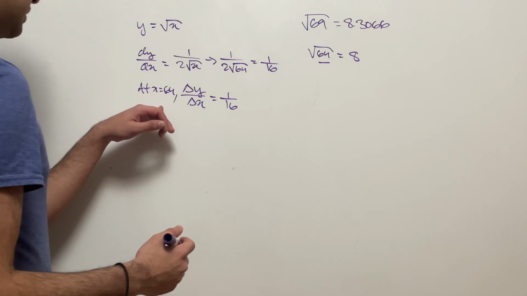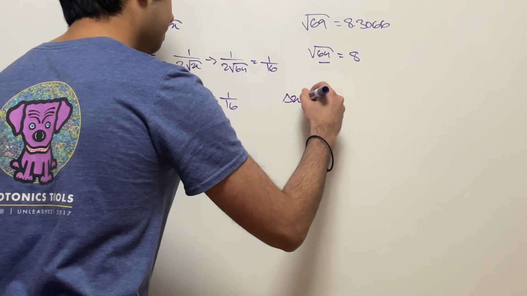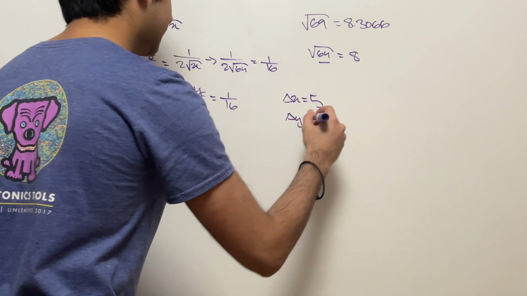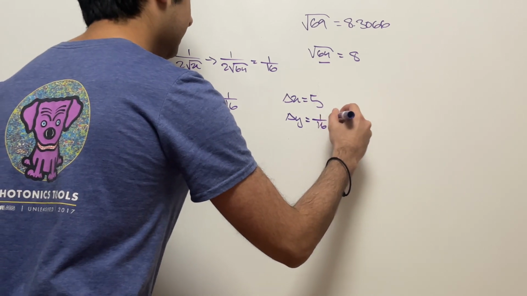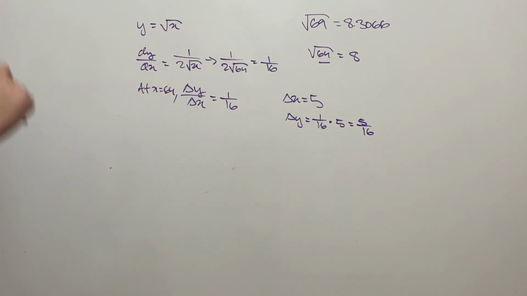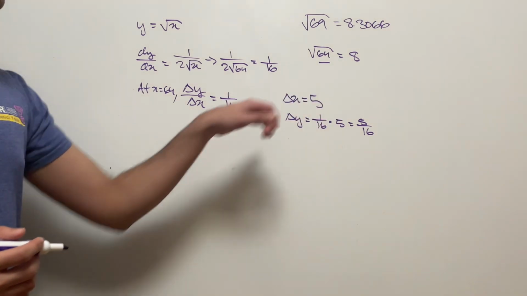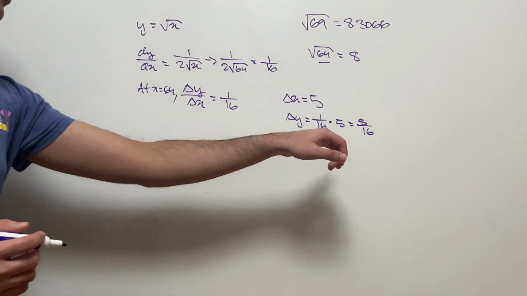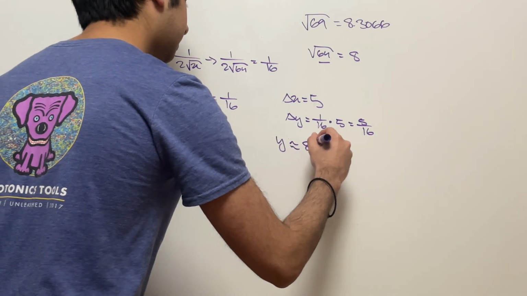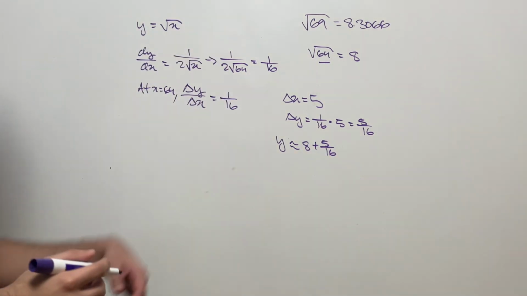So think about this: at x equals 64, if we want to go to x equals 69, delta x is going to be positive 5. Which means that delta y, the amount that y changes by, is 1/16 times 5, which is 5 over 16. At x equals 64, y is equal to 8. So if we move a delta x of 5, delta y increases by 5 over 16. So our actual y value is about 8 plus 5/16.